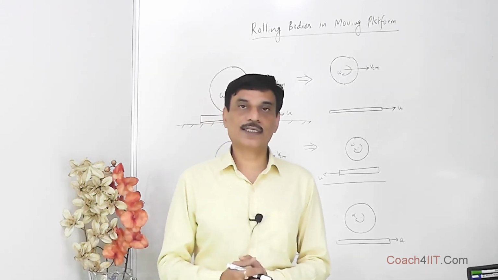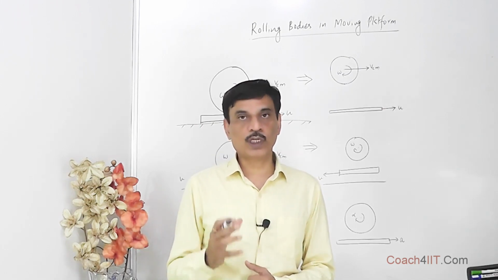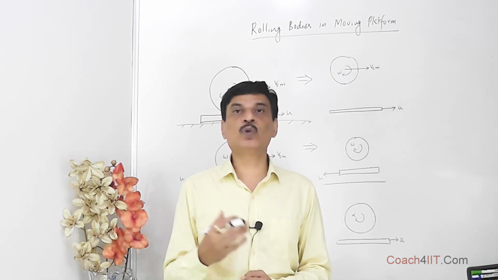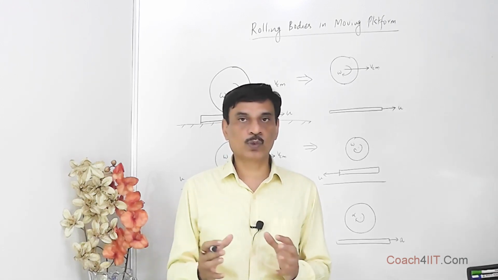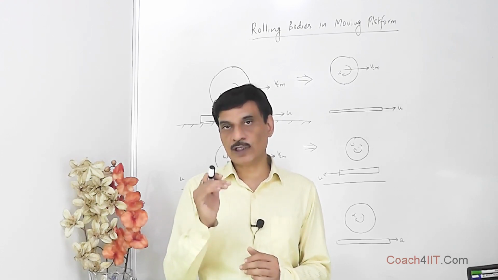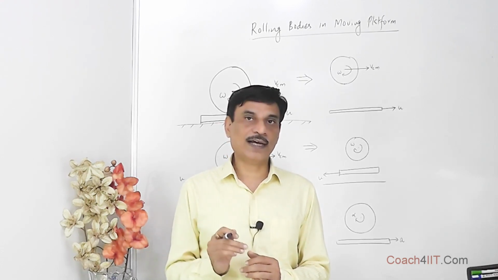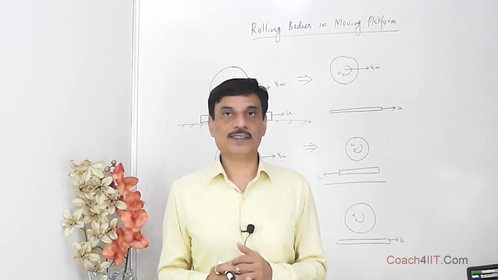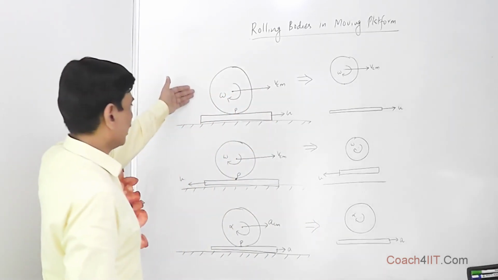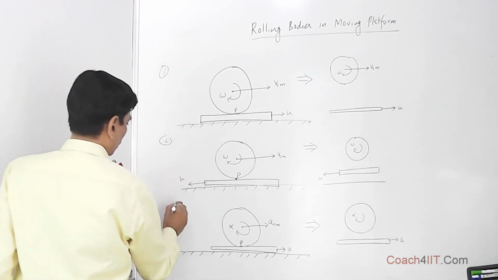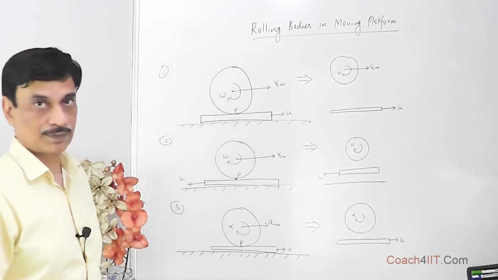Now let's understand the cases when this rolling body is rolling over surfaces which are themselves moving. When there is pure rolling, certainly there should not be any slippage. That is, the point of contact should also have the same velocity as that of the platform. Let's understand this. Over here we have taken three cases: case number 1, case number 2, and case number 3, which is the acceleration case.